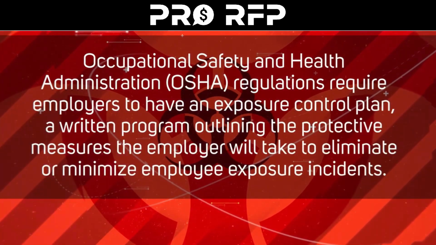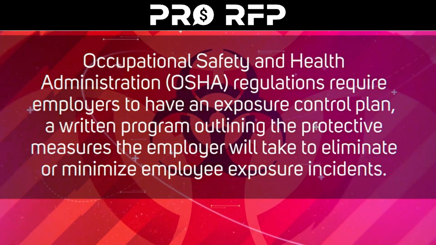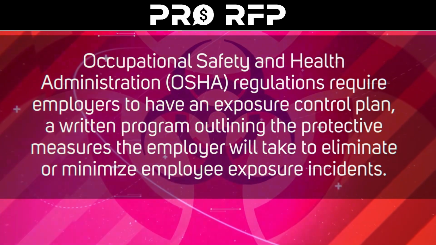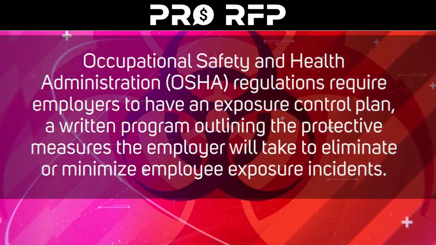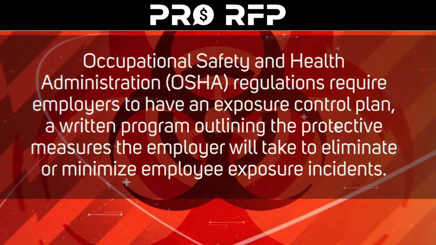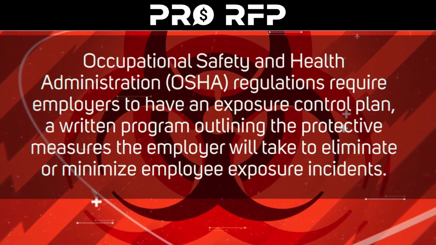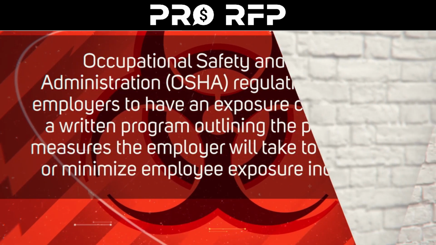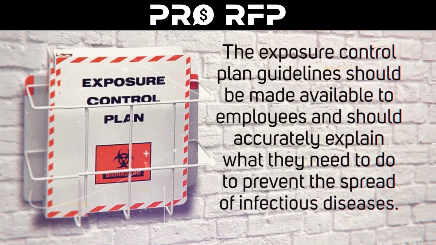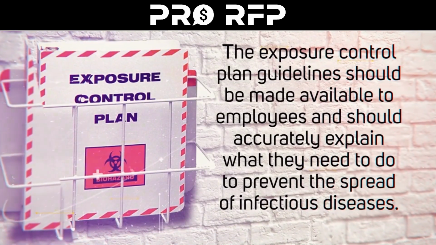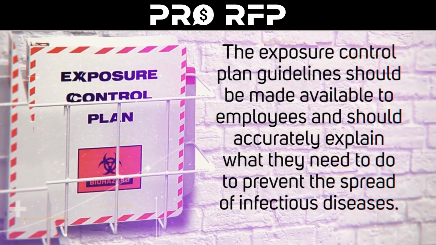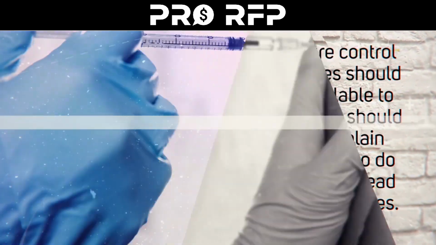Occupational Safety and Health Administration (OSHA) regulations require employers to have an exposure control plan, a written program outlining the protective measures the employer will take to eliminate or minimize employee exposure incidents. The Exposure Control Plan guidelines should be made available to employees and should accurately explain what they need to do to prevent the spread of infectious diseases.